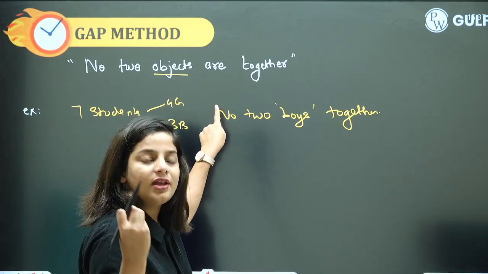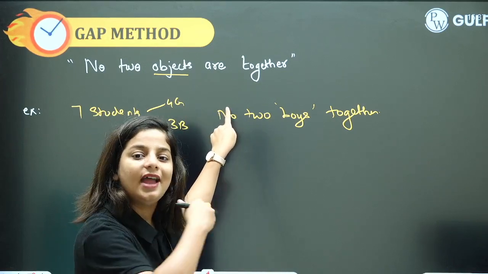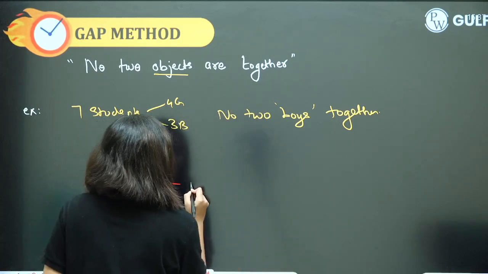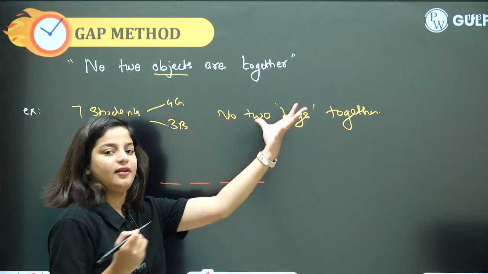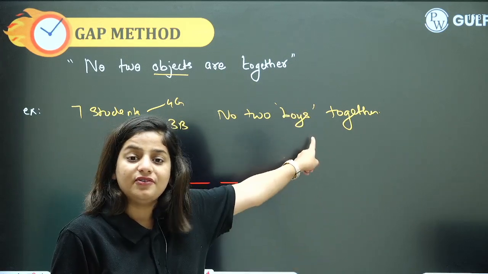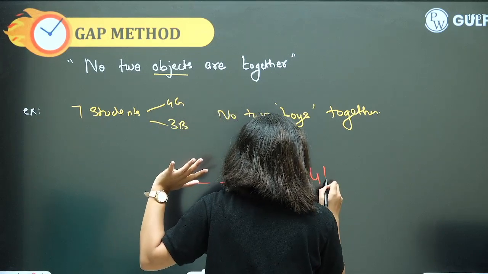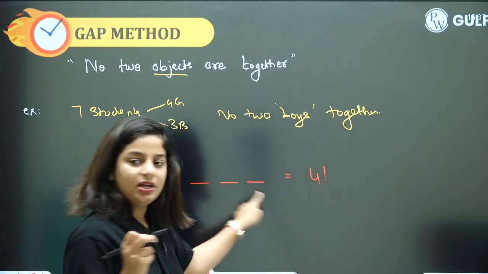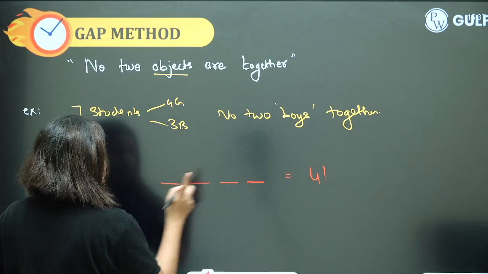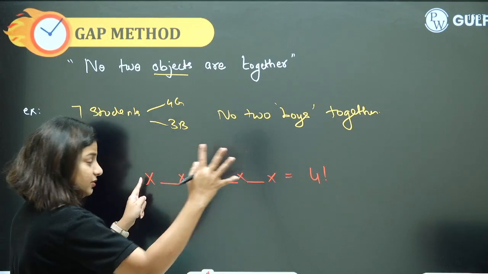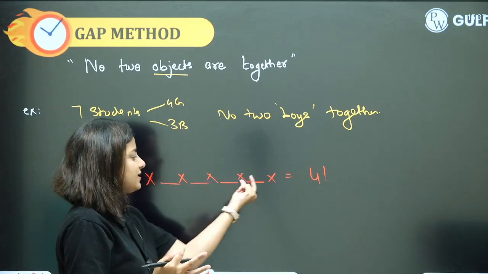The ones who don't have any restriction can arrange among themselves the way they want. The 4 girls can arrange the way they want. They have no restriction. Boys have restriction. Girls don't. So allow the girls to arrange in 4 factorial ways. Because I want the boys to never be together, the 3 boys can occupy these spaces.